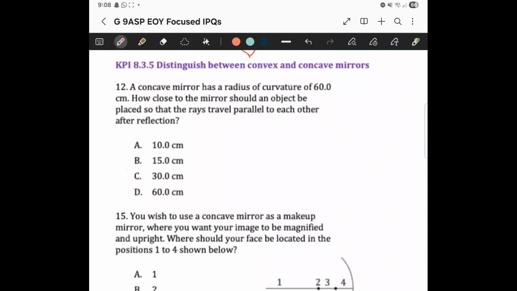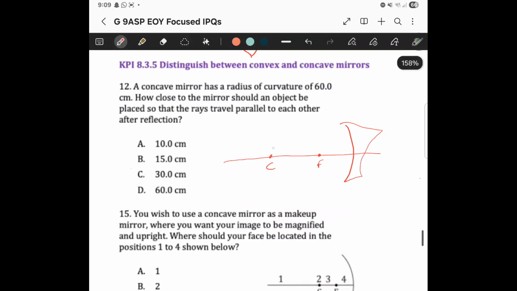How close to the mirror should an object be placed so the rays travel parallel to each other after reflection? The idea for this one is you can actually draw this out. This is actually going to get very long now. If I had my mirror over here, it's a concave mirror like this. I have my focal point. I have my radius here, the center of curvature. The radius is 60 centimeters.